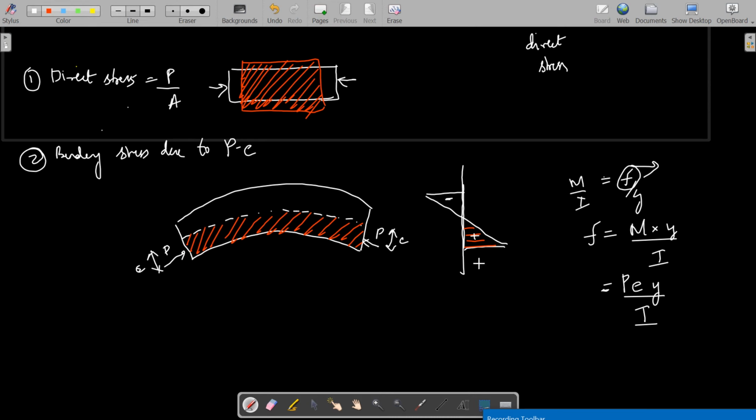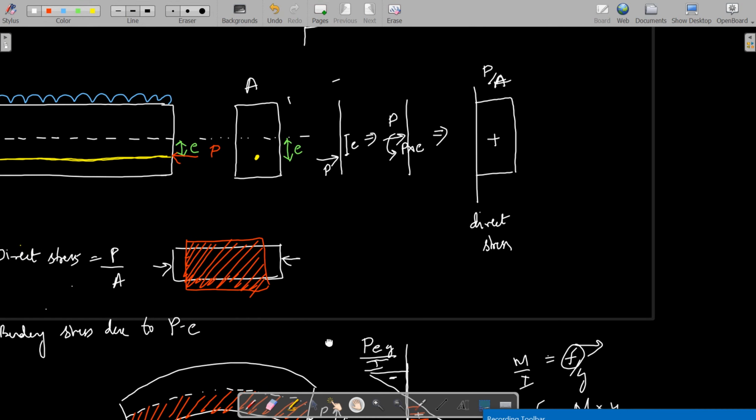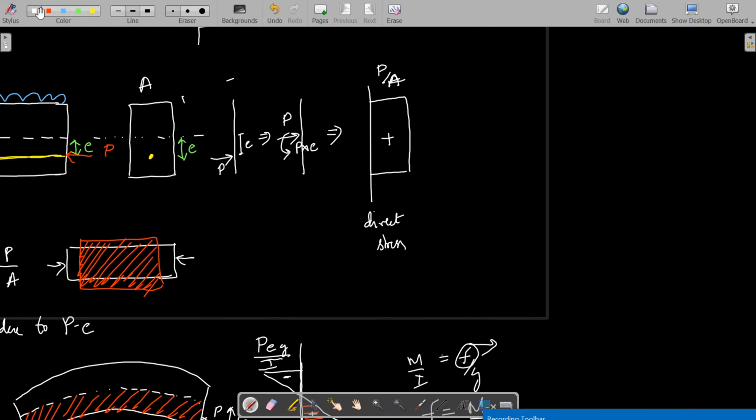You can represent this as PE into Y by I, and this also is tensile stress, that is PE into Y by I. Okay, now this is due to the pre-stressing force, so I can represent this like, here the direct stress plus the bending stress, that is here positive and this is negative, P into E into Y by I, and here P into E into Y by I.